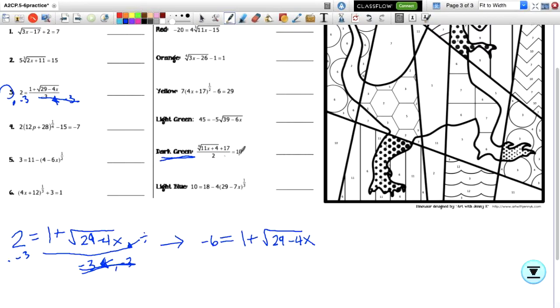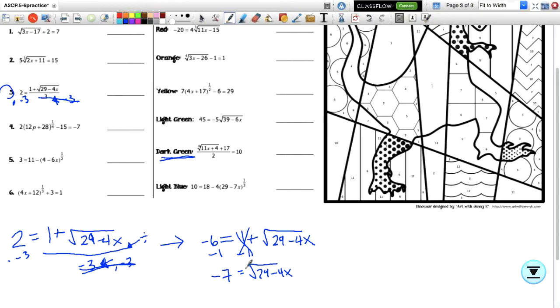So here you're going to times by 2 and then minus your 17. Okay, who cares that it's a fraction? You're smarter than a fraction. Okay, minus 1, minus 1. Same sign, add and keep. Negative 7 equals the square root of 29 minus 4x.